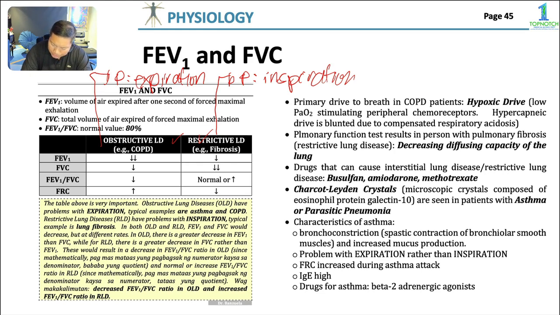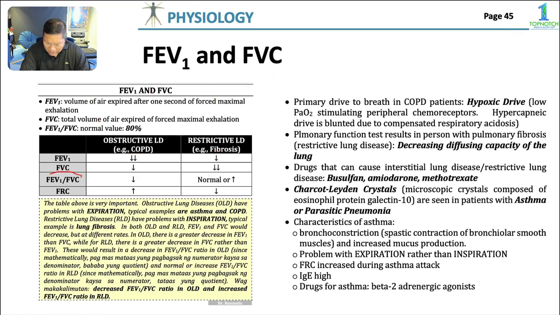Okay? Now, in both obstructive and restrictive lung disease, take note, okay, both FEV1 and FVC individually will decrease. So, in obstructive and restrictive, both of them will decrease. May problema ka sa lungs eh. May tama yung lungs eh. Or respiratory system. Okay? However, take a look. What happens to their FEV1, FVC ratio? Yung ratio ng dalawa. Okay? Decrease ang FEV1, FVC ratio sa obstructive lung disease. While sa restrictive lung disease, it may be normal or even increase.